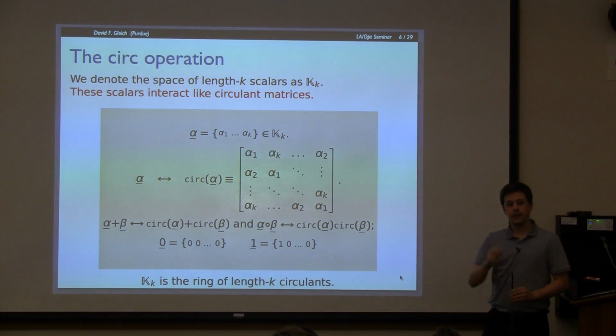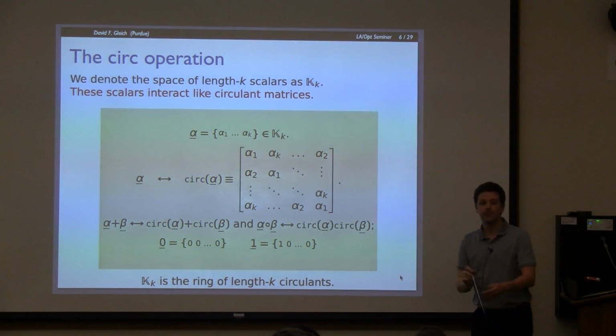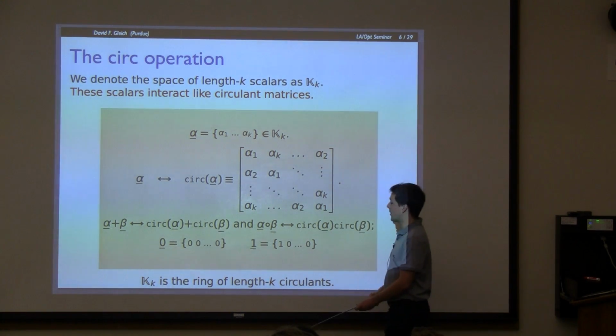Yes? You may have just said it, but if you multiply two circulant matrices together, you get a circulant matrix? Yes, yeah. So it's closed under this operation.